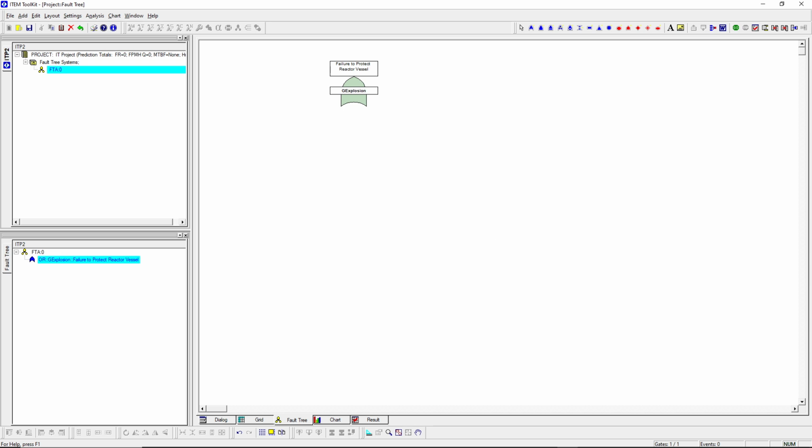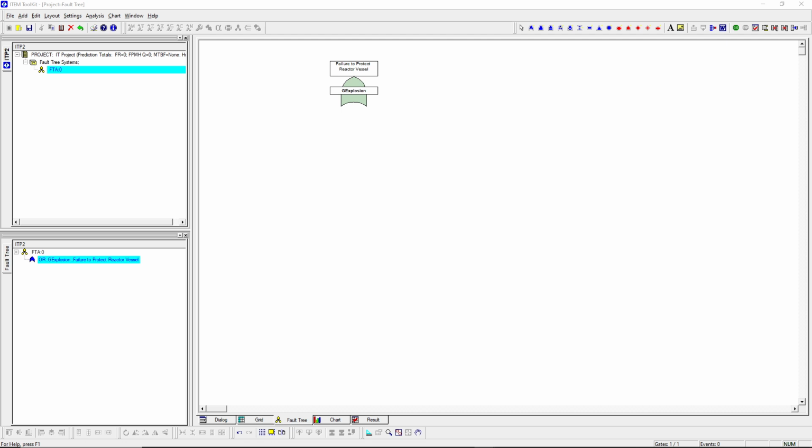Now, let's apply the construction rules we established in Part 4. We want to identify the immediate, necessary, and sufficient causes for our top event, and systematically repeat this process down through the system layers until our branches terminate into basic, undeveloped, dormant, or transfer events.